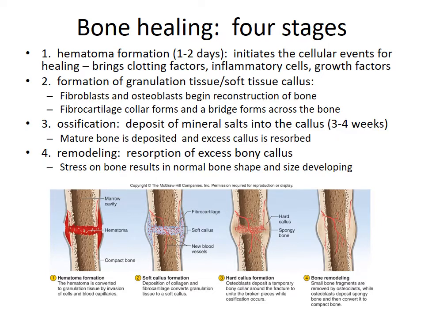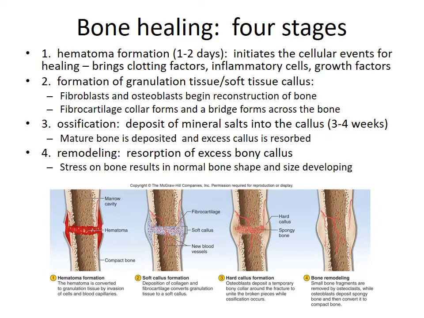In the third step, we form what's called a hard callus. This is where we begin to ossify the bone or deposit the calcium and phosphate, the mineral salts, into the bone. And this is going to cause mature bone to be formed. So as we ossify across the broken or damaged part of the bone, that's going to be a more secure and permanent healing of the fracture.